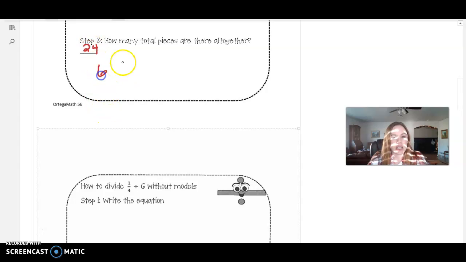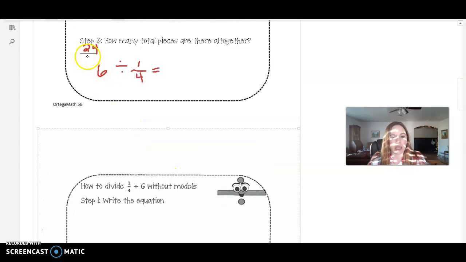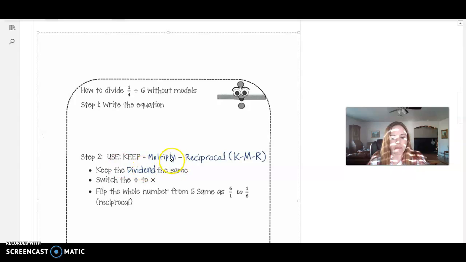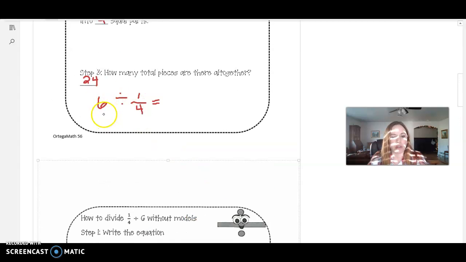So let's do 6 divided by 1/4. And we're going to scroll down to see how to do it, and then we'll do it switching out this way. So first we're going to write the equation, okay? We'll write out the equation, 6 divided by 1/4. Use the keep, multiply, reciprocal strategy. So that means we keep the dividend the same. The dividend is what we're dividing up. So we're keeping 6 the same. So let's rewrite 6 because we're keeping him.